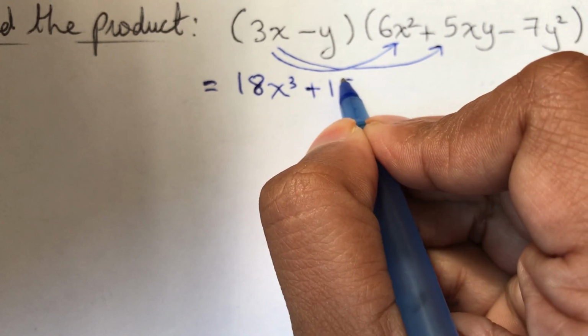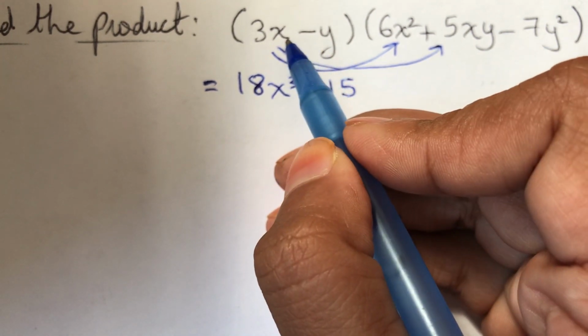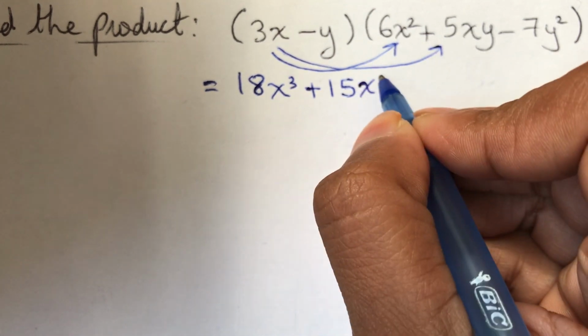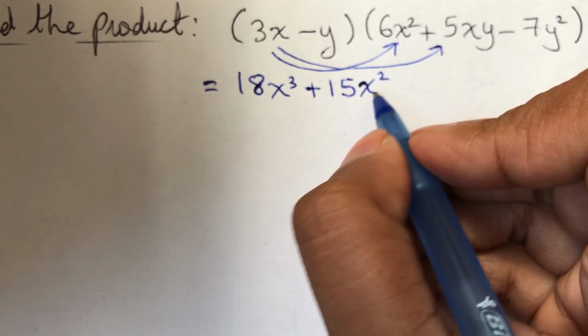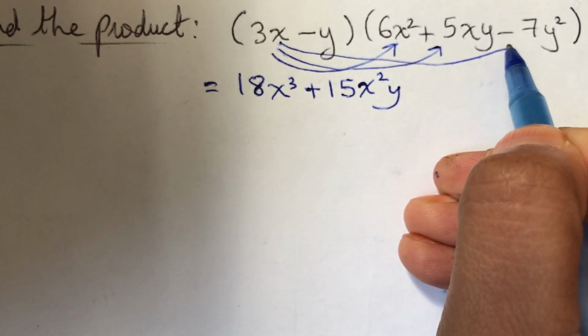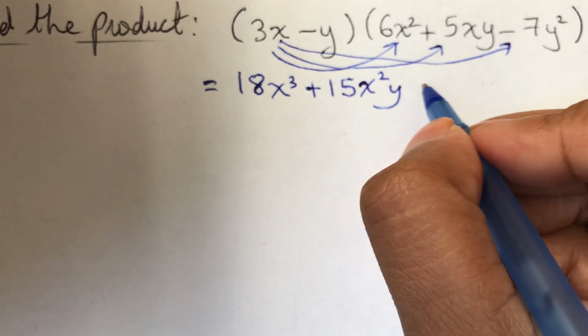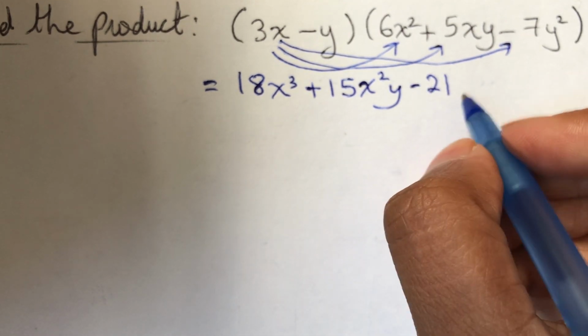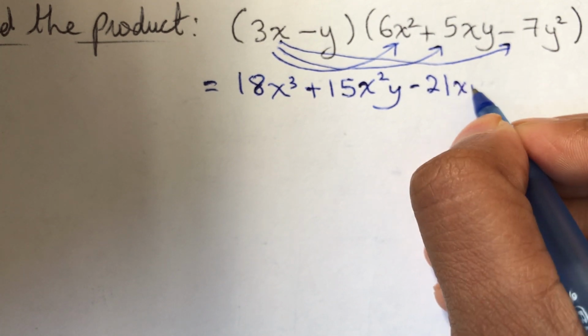So the first thing you do is multiply the coefficients. Then the x to the first power, x to the first power adds up being x squared. Then the y by itself. Then I have the 3x times a negative 7y squared. 3 times negative 7 is negative 21x and then y squared.